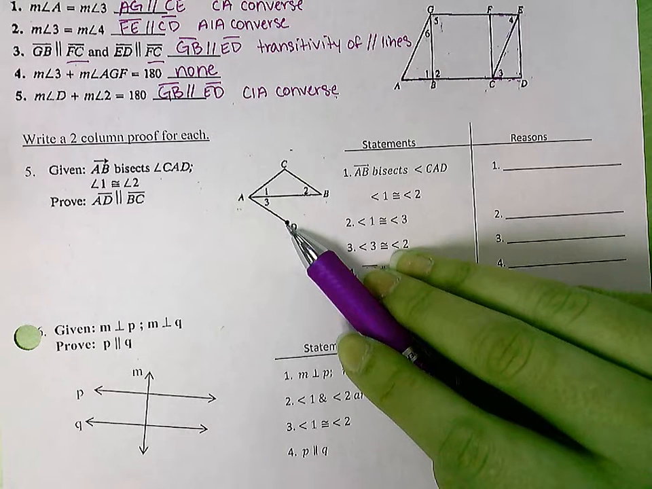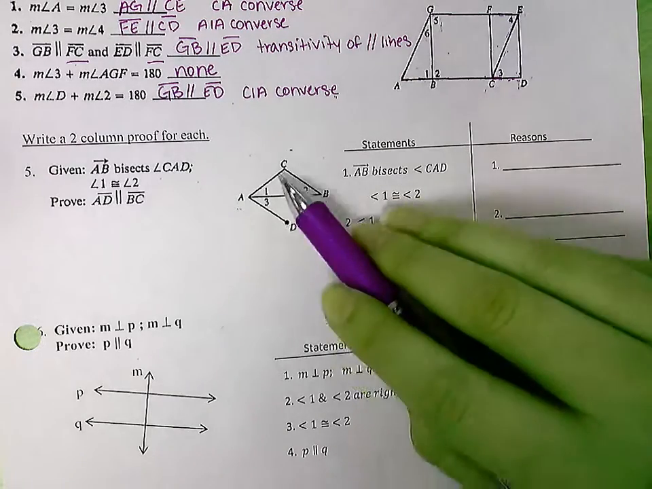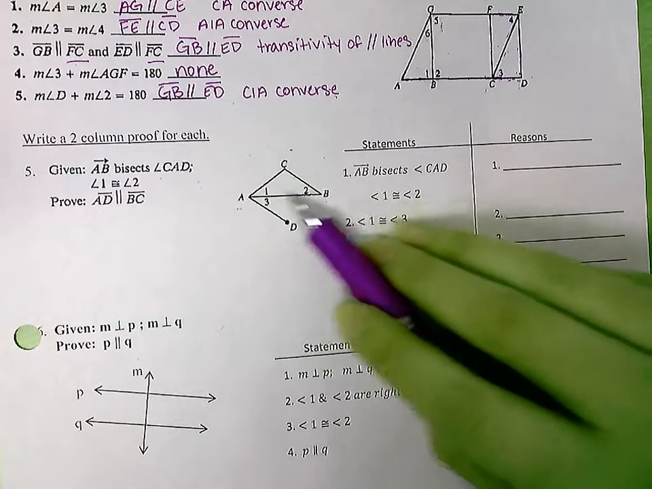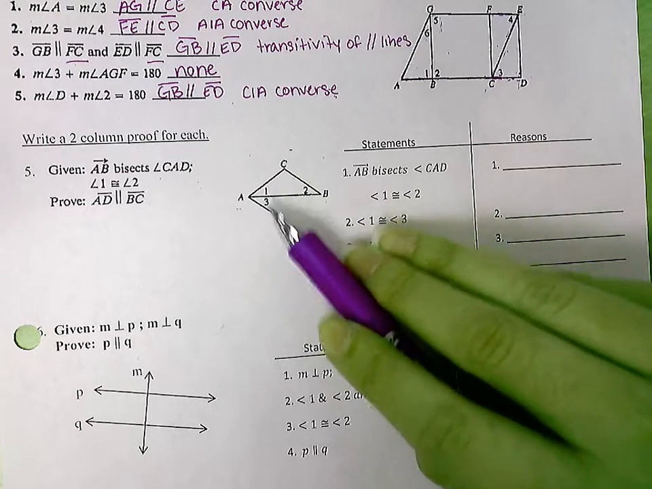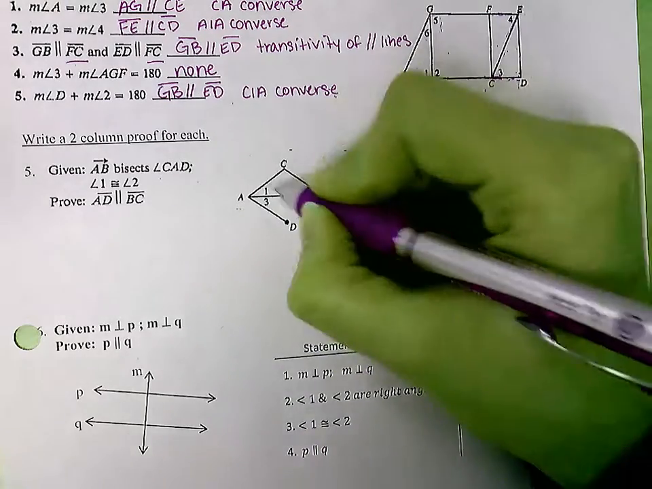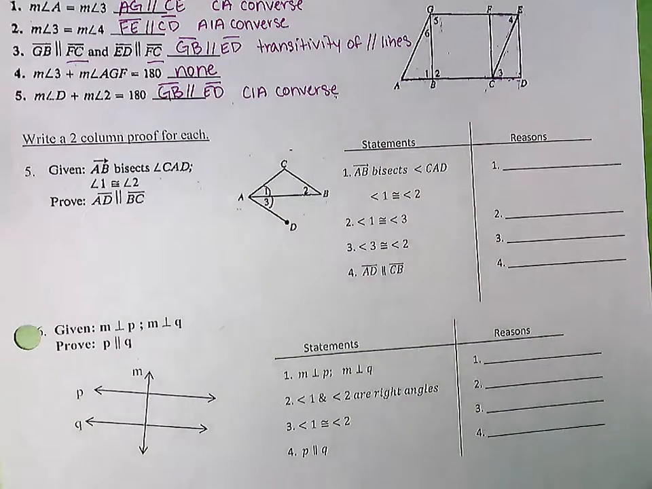Bisect. What does bisect mean? It splits it so that they're congruent, right? Okay, so if AB bisects that angle CAD, what do I know about 1 and 3? They're congruent. I'm going to label that.